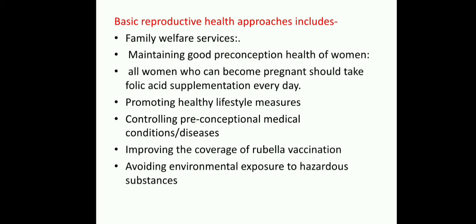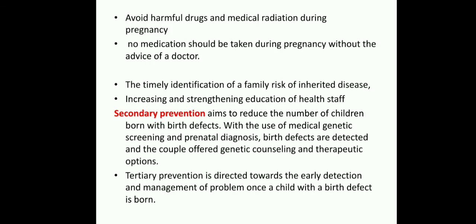And the next one is avoiding environmental exposures to hazardous substances. Avoid harmful drugs and medical radiation during pregnancy. No medication should be taken during pregnancy without the advice of doctors. Okay, this is about the basic reproductive health approaches. Next one is timely identification of family risk of inherited diseases, and strengthening the education of health staff. These programs should be conducted, and all those things come under primary prevention.